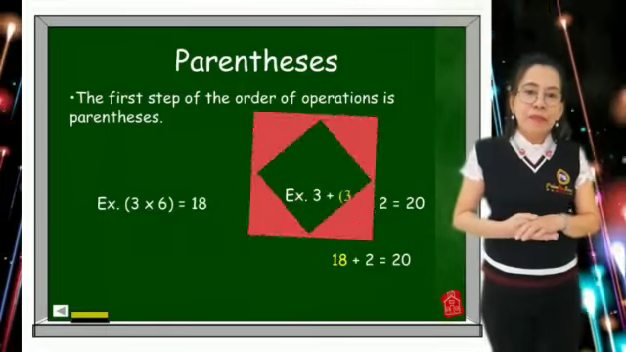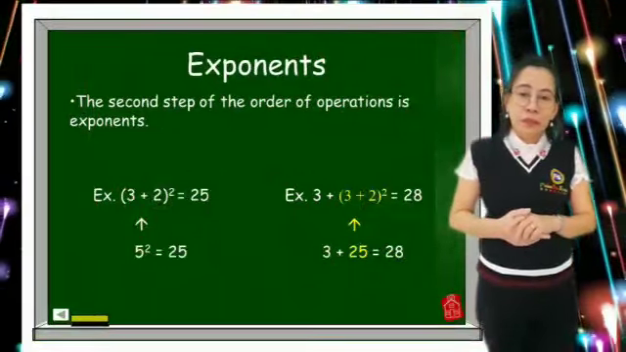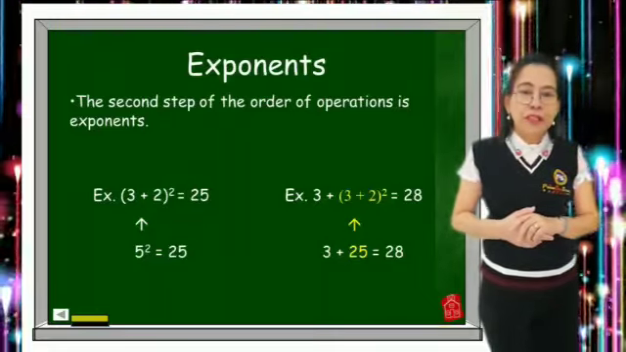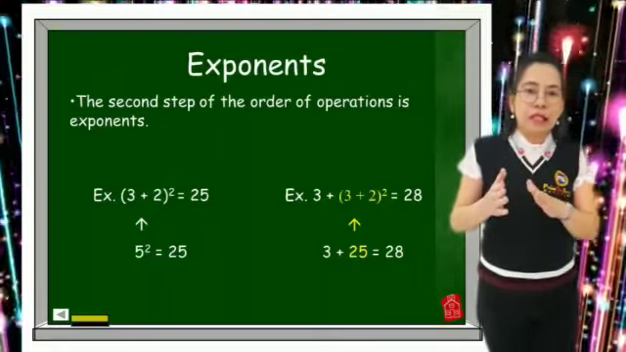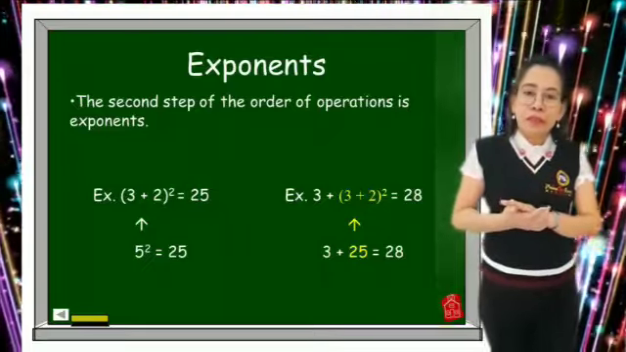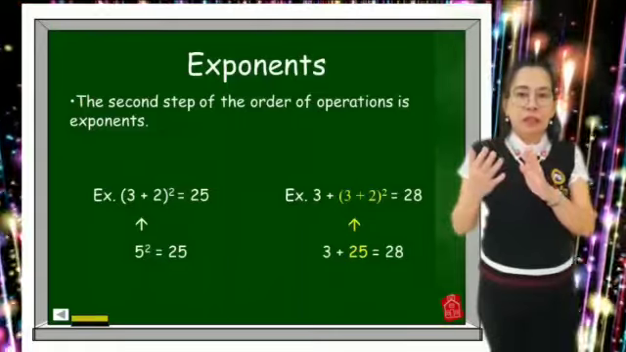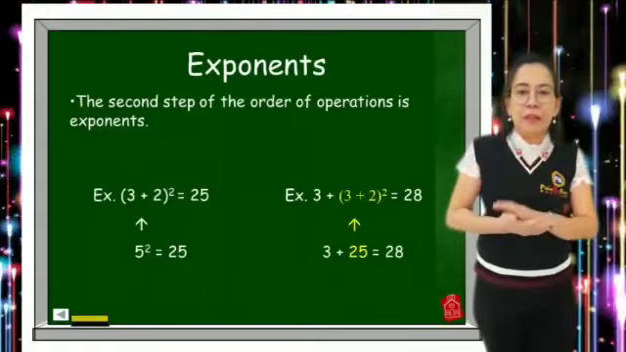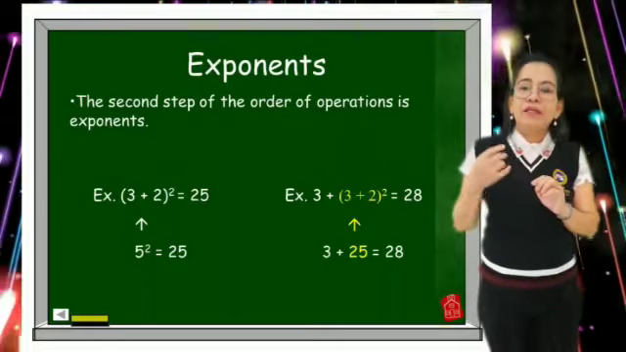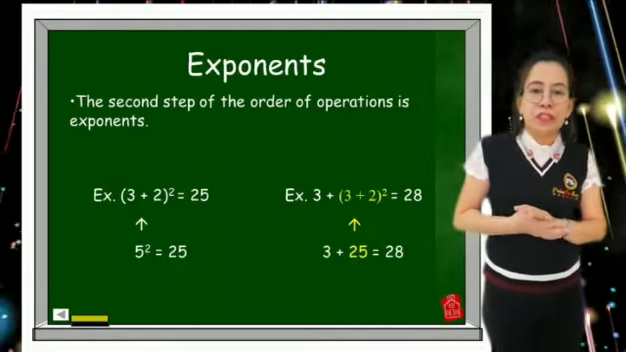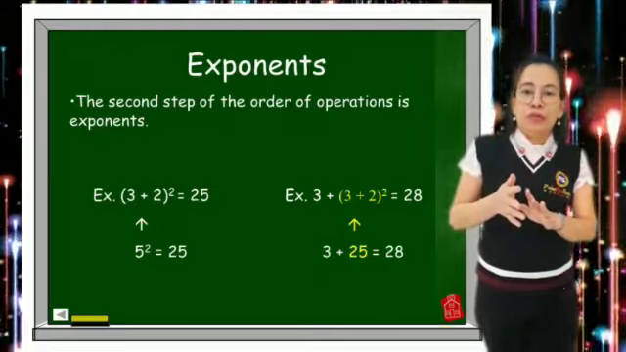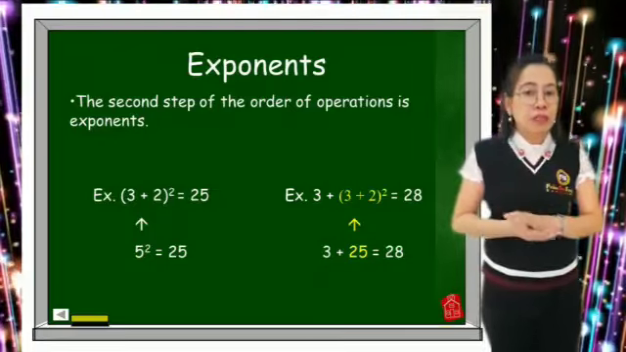The second step of the order of operations is exponent or power. So if there is an exponent, that's the second step. The first step is parentheses. So look at our example. There is parentheses and then exponent. So of course, we do first inside the parentheses and then followed by the exponent. And if there is another component, which is plus 3, that's the last thing that you're going to do. So that will give you an answer of 28.